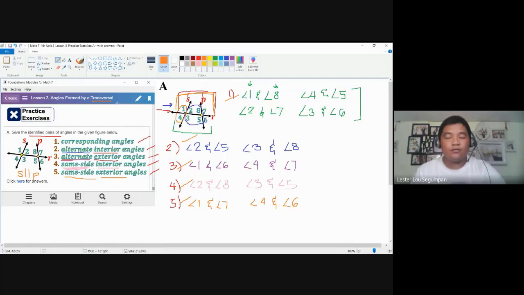As far as this practice exercise is concerned, we don't have this given, so let me erase this one. And this is our concern for practice exercise A. Stay tuned for the next videos because the next videos will now be concerned with the relationships that could be drawn to pairs of angles formed by a transversal line. See ya. Goodbye.